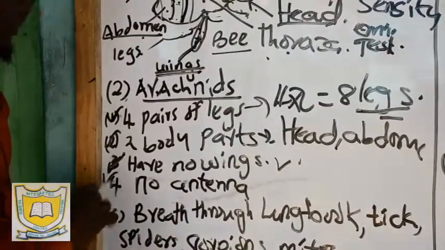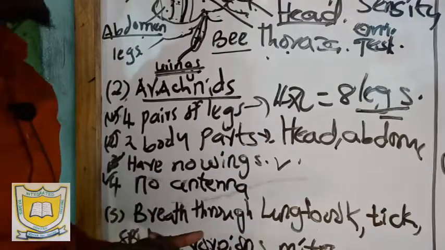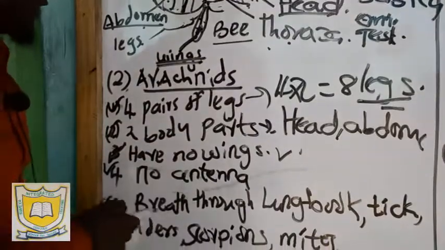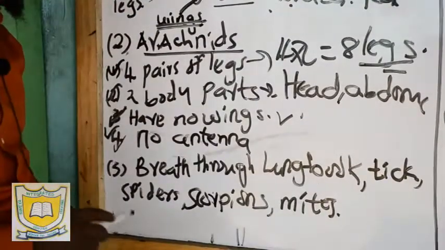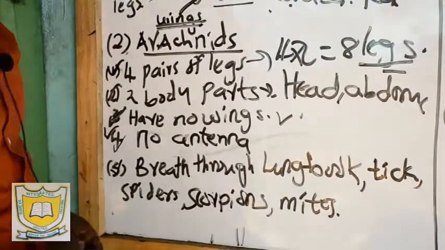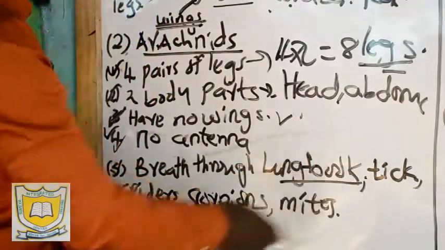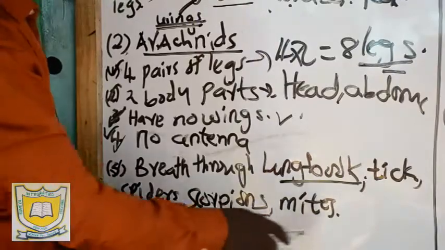Number 4, we say they have no antenna. They are different from insects, where insects we say they have antenna. So these ones, they lack antenna. Number 5, we talk about they breathe through the lung book. Examples are the tick, the spider, the scorpion and mites.